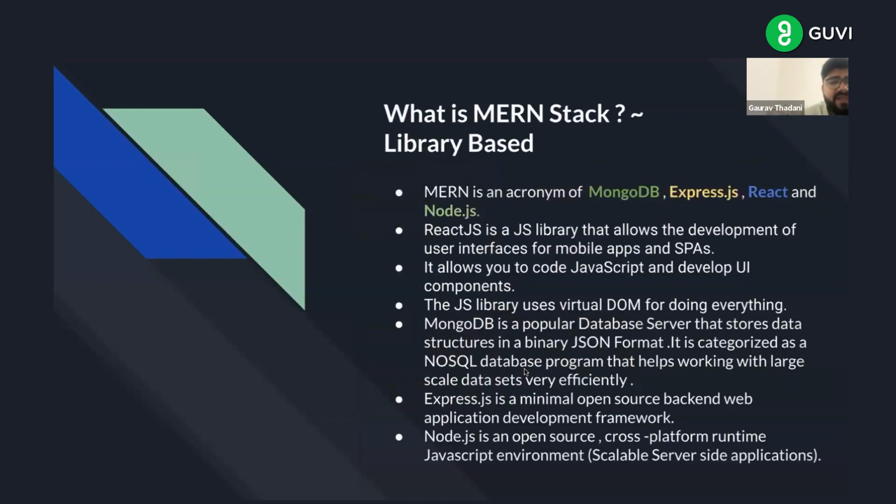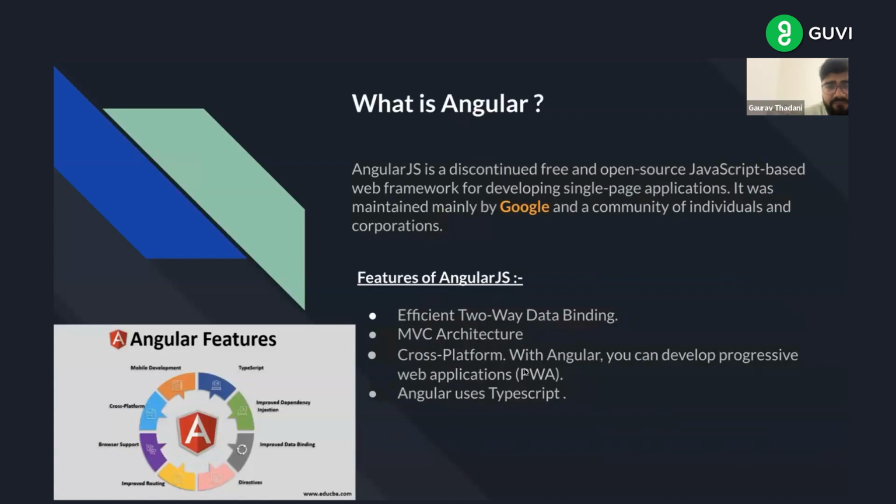So I will summarize with Angular. First of all, the one who developed this is Google. The features which kept it alive are the MVC architecture, two-way data binding, and the TypeScript part of it. As you can see in this Venn diagram, there is TypeScript, the improved dependency injection, the improved data binding, the improved routing, the browser support, and the cross-platform.